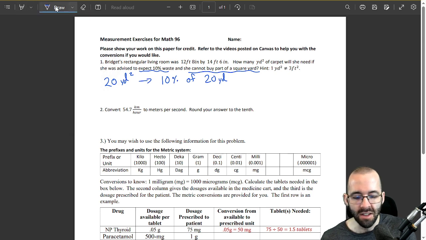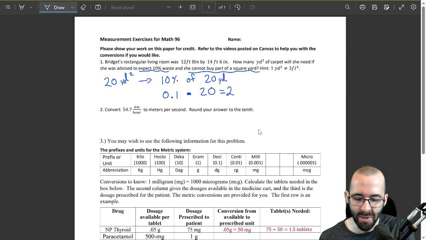And now it's just converting this to math. 10% is 0.1 of, that's multiplication. 0.1 of 20 is going to be 2 yards. So you're going to add those 2 yards.